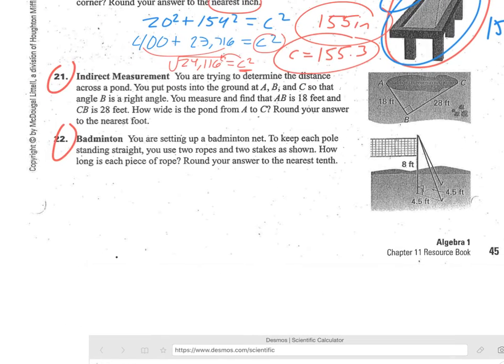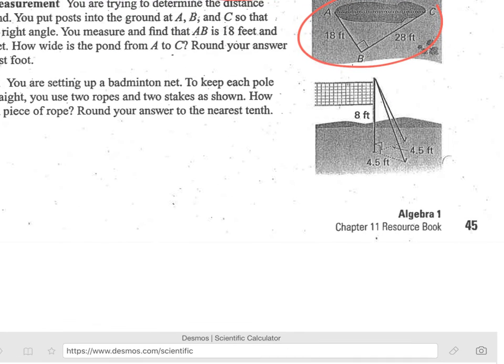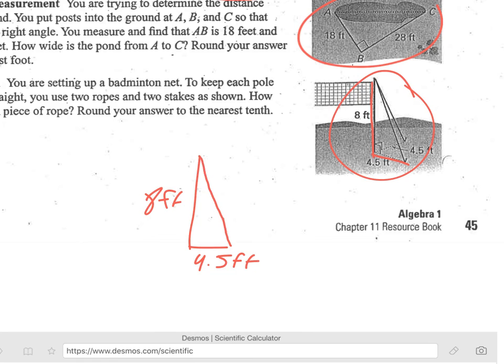I'm not going to do any more. I think you can do 21 now. You can see the right triangle in that picture. Otherwise, let me know if you still need some more help. And then this last one, I'm just going to point it out too. Again, this is kind of at an angle, but realize they're talking about the pole here for the badminton net. That's one of the lengths of the triangle, okay, 8 feet. And then the distance from the pole to the peg that's pinned in is 4.5 feet. And they want you to find how long would be that cord that would tether it.